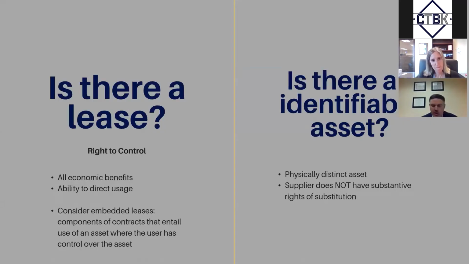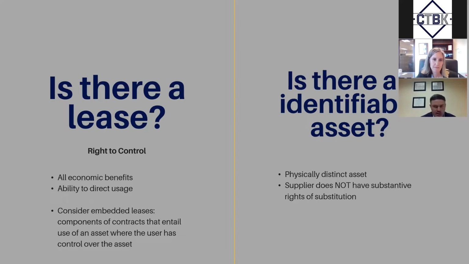Now, as a refresher, as you're looking for leases and identifying them, we covered this in the first session, but it makes sense to, again, address it here. Ask yourself, is there a lease and is there an identifiable asset? So in order for there to be a lease, there would have to be a right to control as well as an identifiable asset. And the right to control would require that you, as the lessee, receive all economic benefits from use of that asset. And you also have the ability to direct the usage of the asset accordingly.